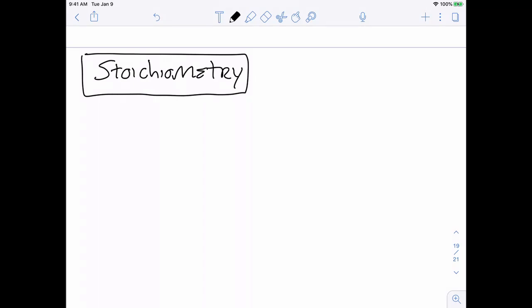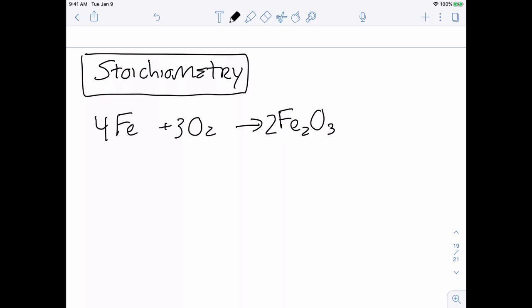So first I just want to talk about our chemical reaction, and let's just do iron plus oxygen going to iron 3 oxide. So when we balance this one, I need a 4 in front of iron, a 3 in front of oxygen, and a 2 in front of iron 3 oxide. And then remember those coefficients, right? They're the numbers that I just put in front of our species in our chemical reaction to balance it.